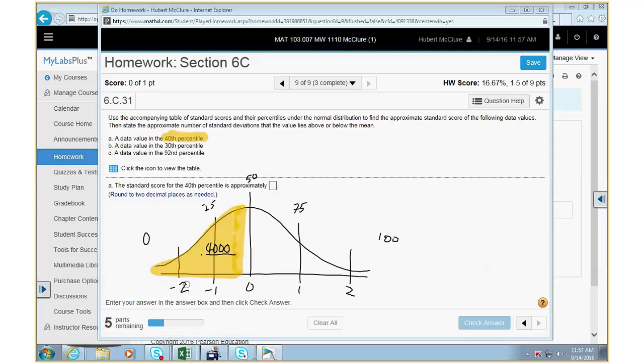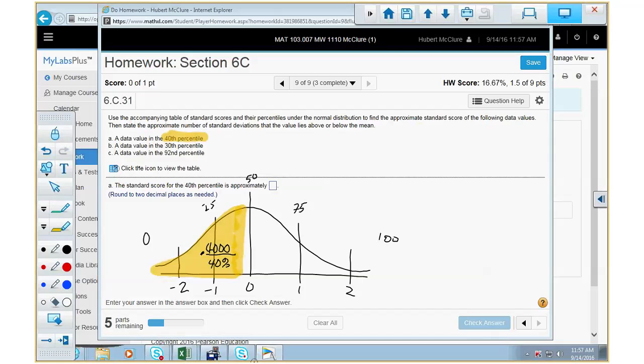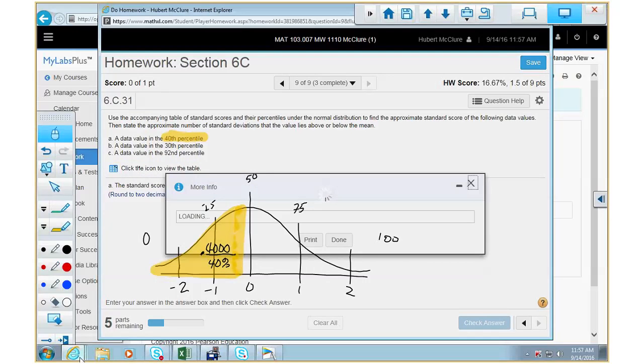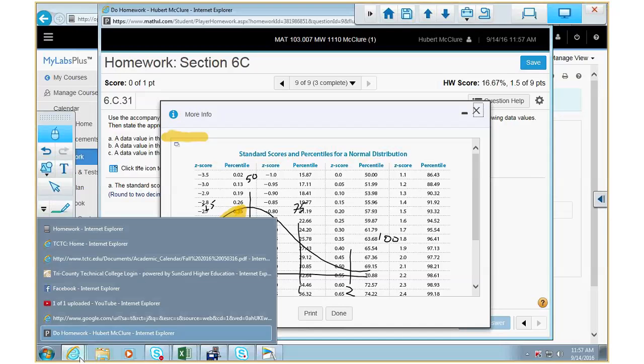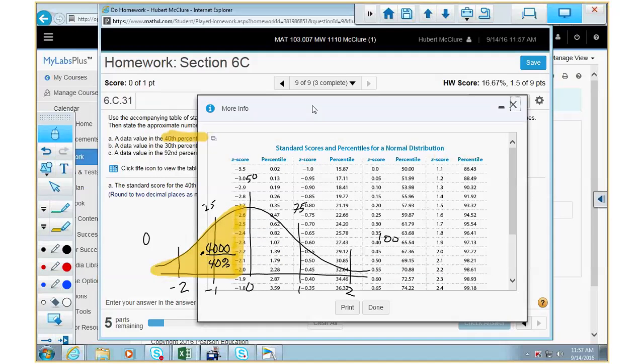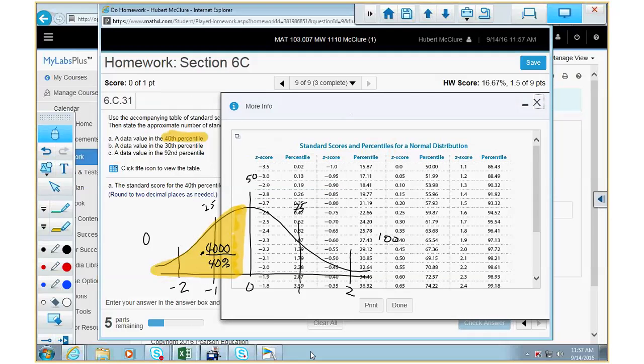0.4000, right? Or 40%. In this book, they probably have it in percentages because they think y'all too stupid for the form of decimal, like all other books are written. So you look up your handy dandy table, which is right here. And find 40%.